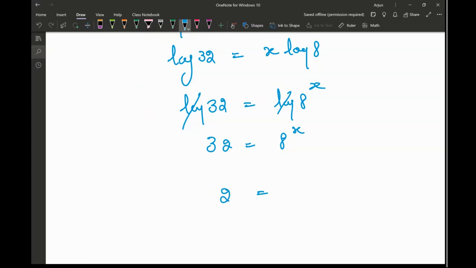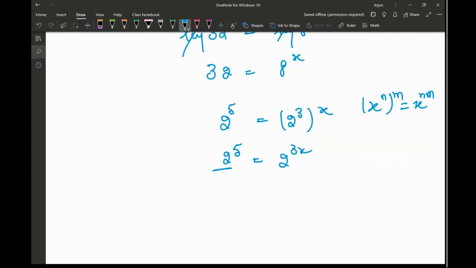And now I can find the value of x. I can write 32 as 2 to the power of 5, and 8 as 2 to the power of 3, so 8 to the power x becomes 2 to the power of 3x, because x to the power of n raised to m is equal to x to the power of n times m. Now, because the bases are the same, I'm applying another rule: when the bases are the same, you can compare the exponents. So 5 equals 3x, and dividing both sides by 3, that gives me the x value 5 over 3.